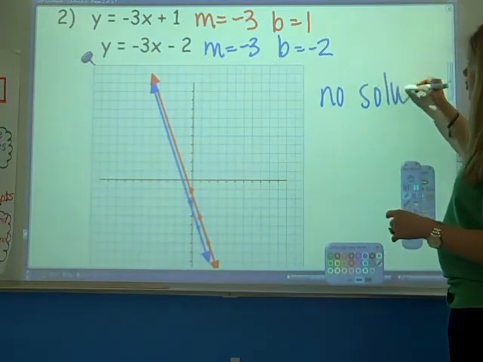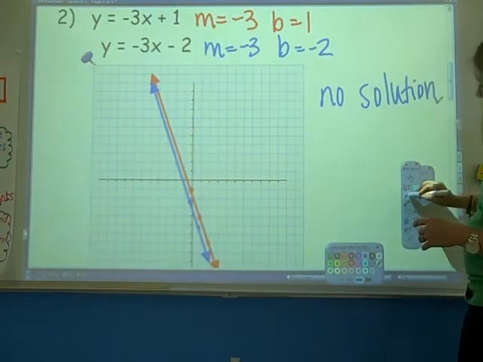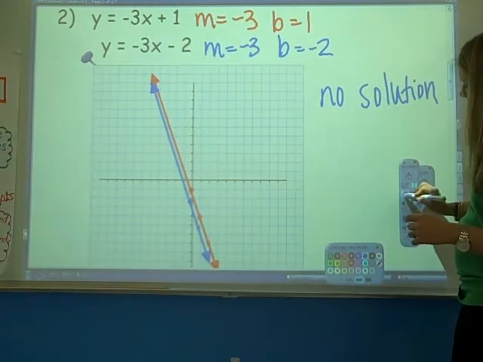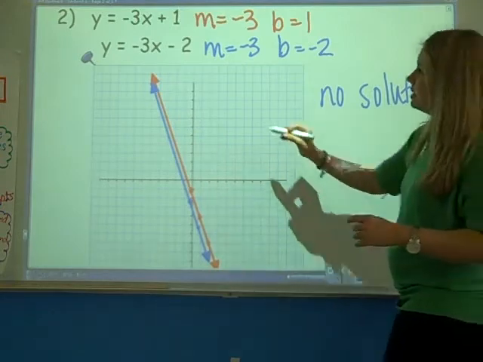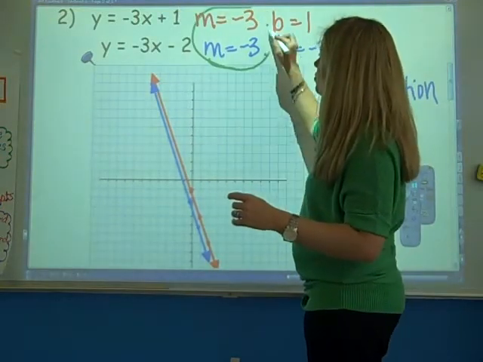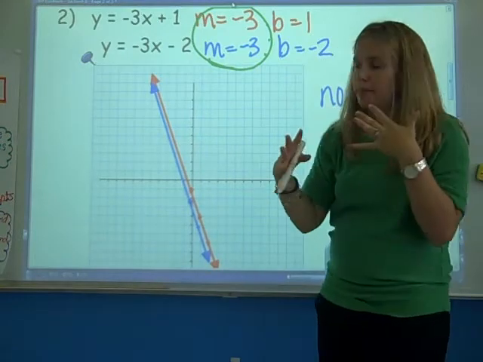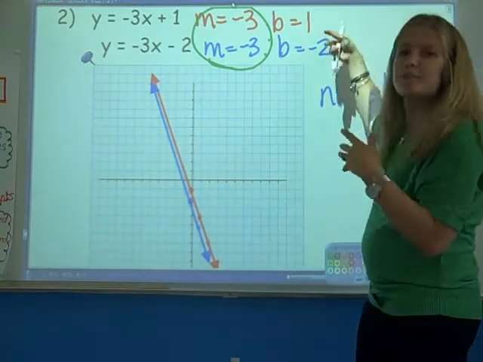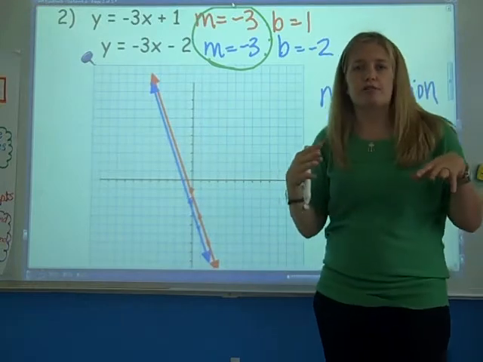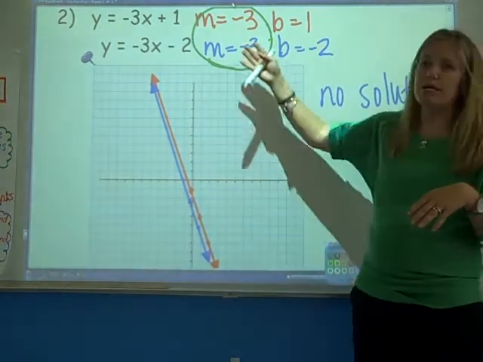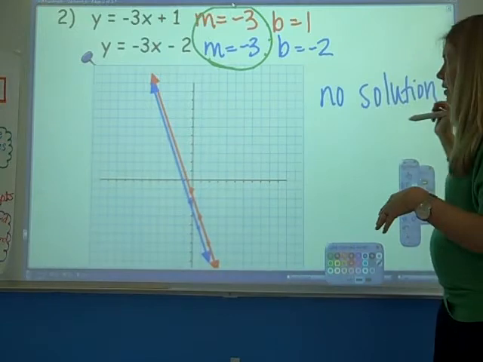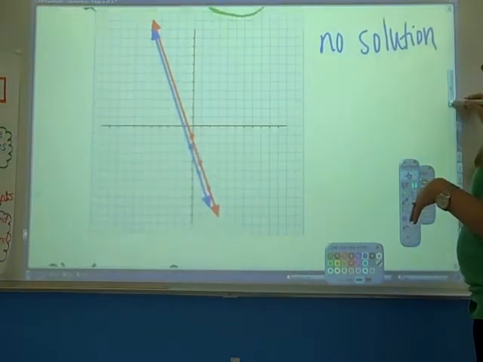Kind of a hint for you that this is going to happen would be that if you see that they have the same slope, look, they have the same slope. That means their steepness is the same, so it's increasing steadily the same amount, and their y-intercepts are different, they're never going to cross. So a no solution will be same slope, different y-intercepts. Let's try another one.